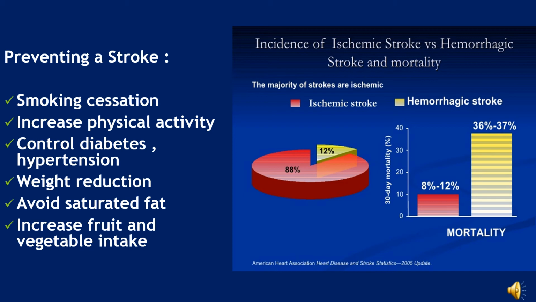But the mortality rate is elevated in hemorrhagic stroke, at 36 to 37%, versus 8% to 12% in ischemic stroke.